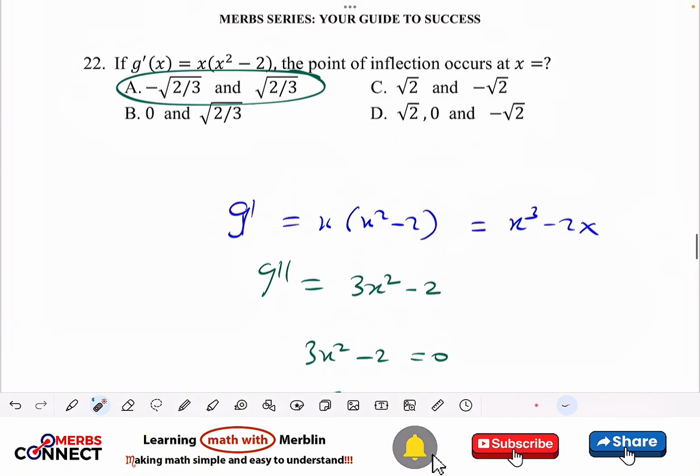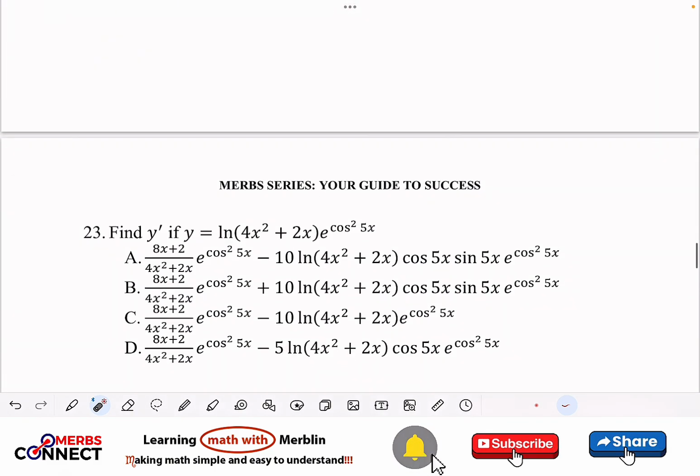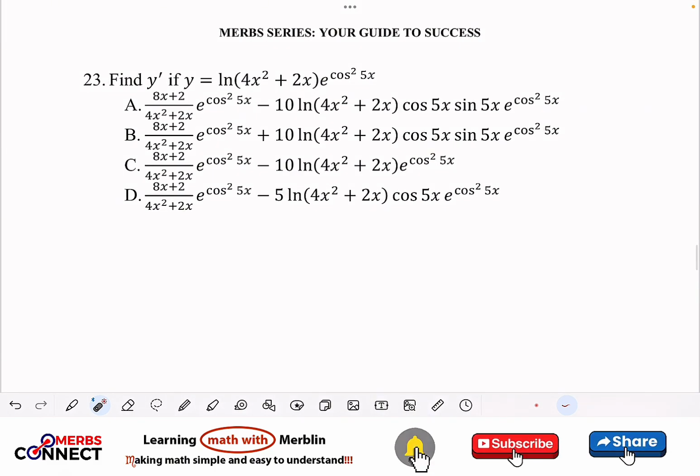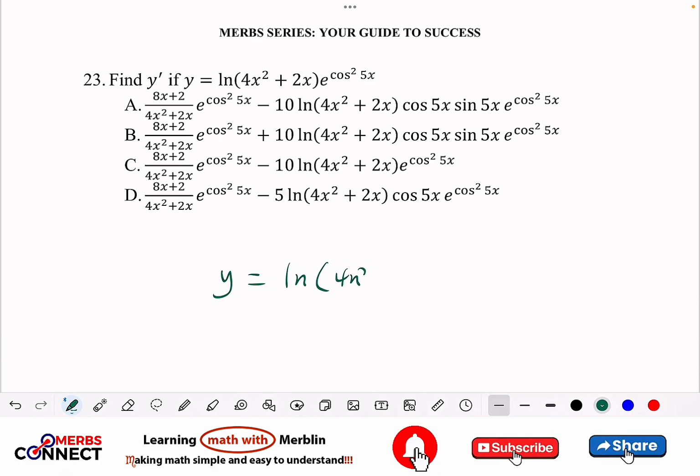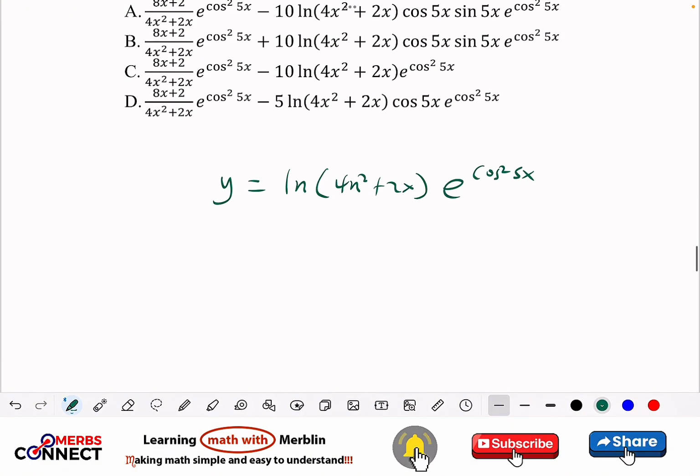Or even so, that's right. Let's move to 23. Now we want to find y prime of this. So this one we are going to use the product rule. Y is equal to ln(4x squared plus 2x) times e to the power cos squared 5x. So product rule, let's do that.